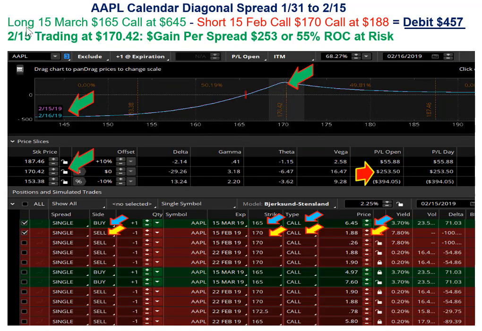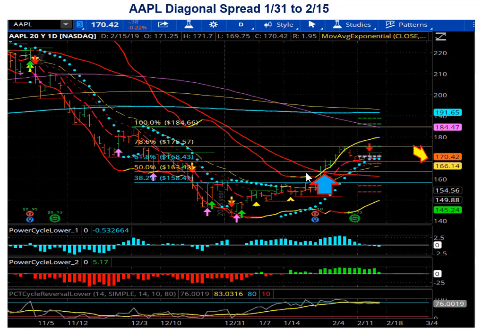In this original trade on Apple, we're going long the 15 March 165 call. At that point in time, Apple was trading right around 165. Let me back up to the chart. You can see Apple was trading right around 164, 165 right here. We were looking for a target up to this 170 area right in here.